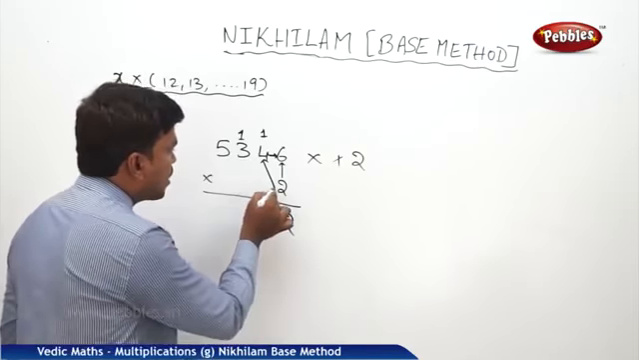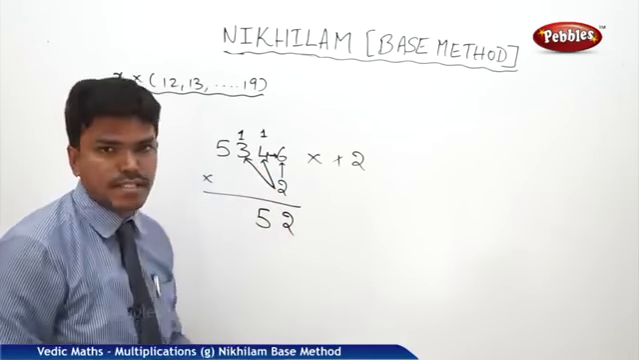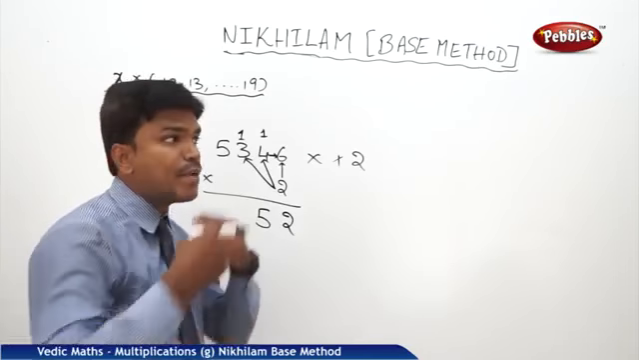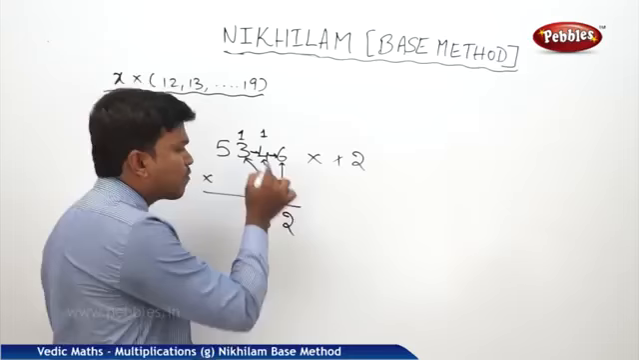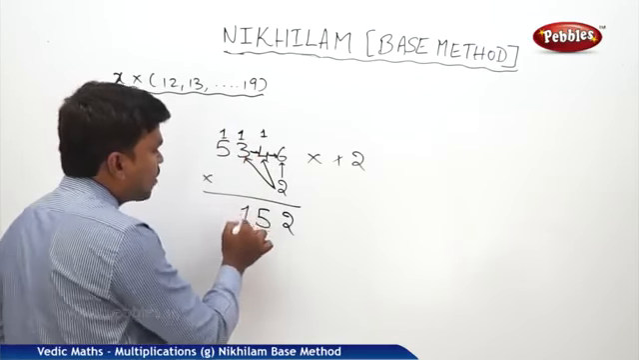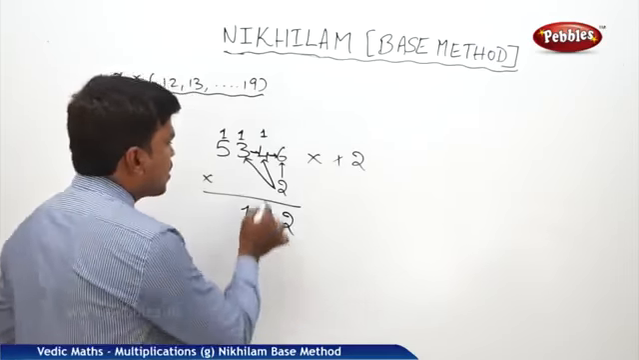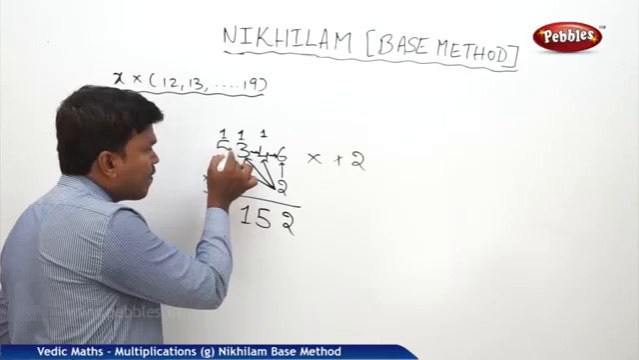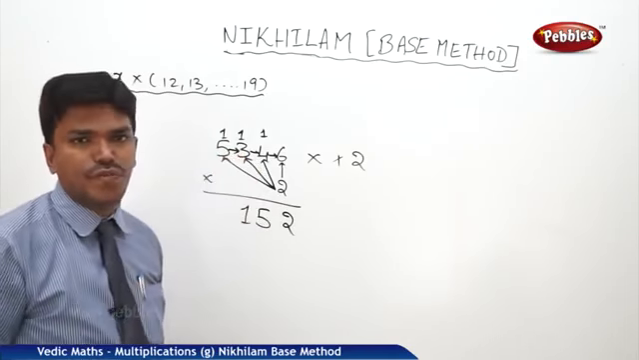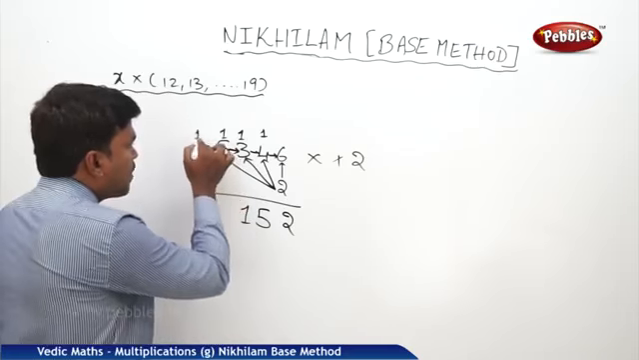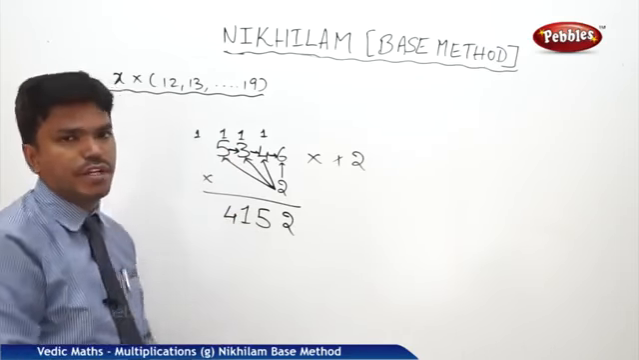Now similarly, 2 3s are 6. 6 plus 1 is 7. To that 7, add the immediate right digit. 7 plus 4 is 11. So drop 1 here and carry 1 here, right? Similarly, 2 5s are 10. 10 plus 1 is 11. 11 plus the immediate right digit 3. 11 plus 3 is 14. So carry 1 here, drop 4 here.